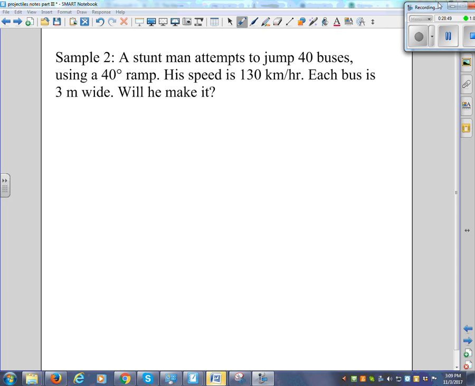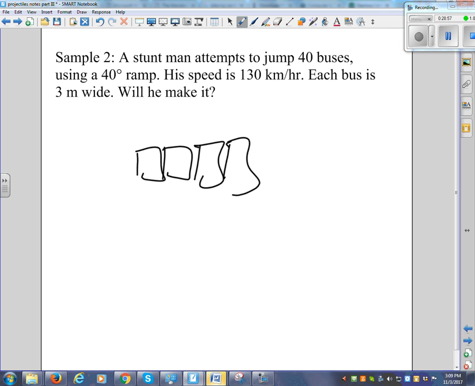Well, what is this? We got these buses, right? Each bus is 3 meters wide. There's 40 of them, so this distance here is going to be... You don't draw 40 buses. Just the motorbike has to clear 120 meters, right? So level ground, right? Yeah. We got one ramp at 40 degrees. So the bike's going to go... That's a lot of buses, right?